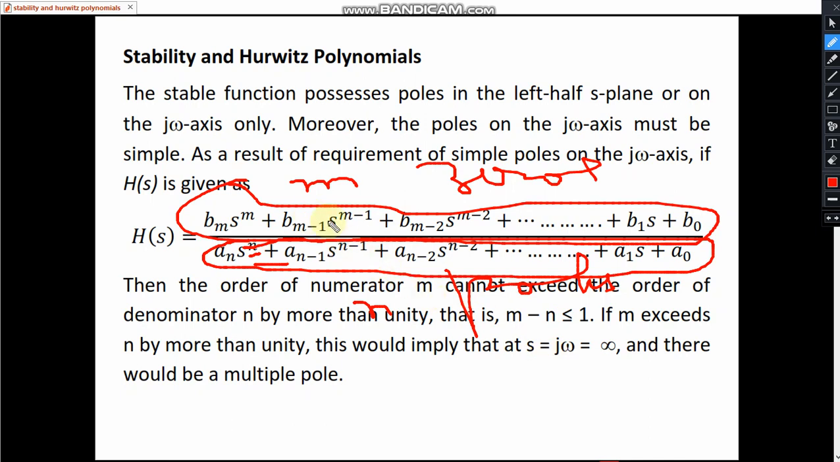So whatever is the difference, if m is more than n, and that's for example s upon 1, is this system having a pole or not? Yes, this is having a pole, and the pole is located at s equals infinity.